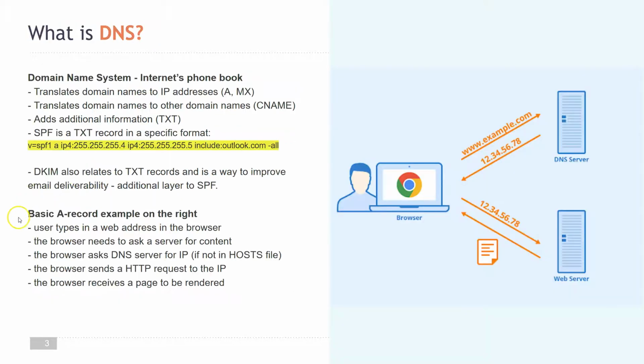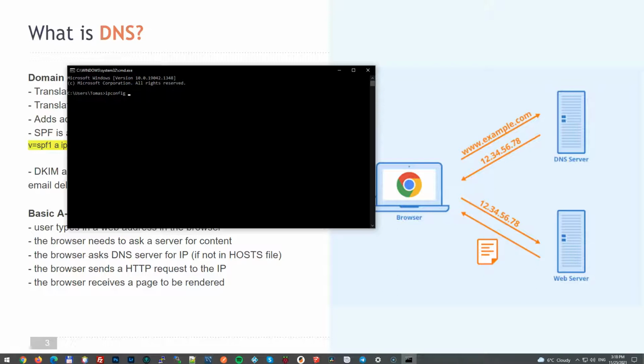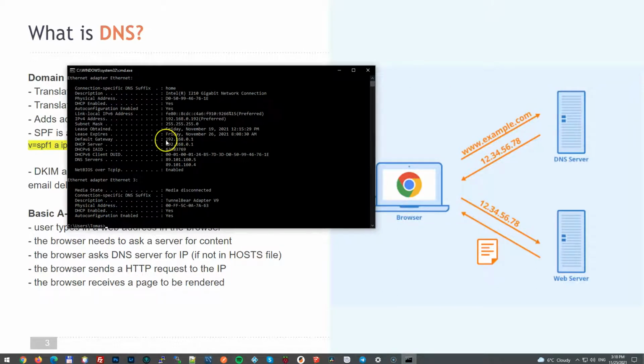Okay, so a basic A record example is exactly what you see on the right side. A user types in the web address of the browser. The browser doesn't know where to go, so it's going to ask your DNS server, which is generally the DNS server provided by your ISP, your internet service provider. If you go to your ipconfig/all, you will see your local IP address. You can also see your public IP address. No, you can't, because it's just the local, but you can see the DNS servers, which are right here, right?